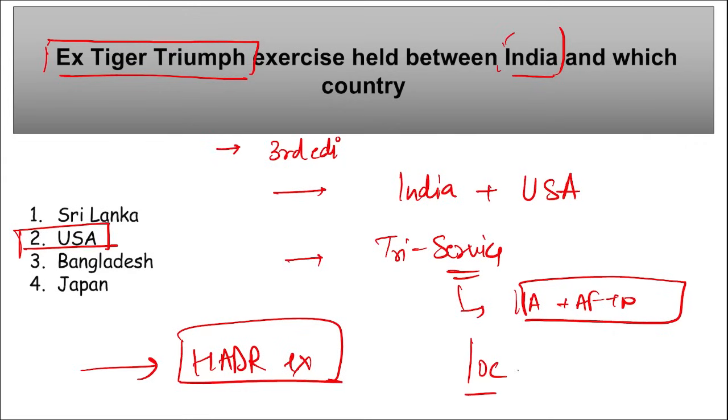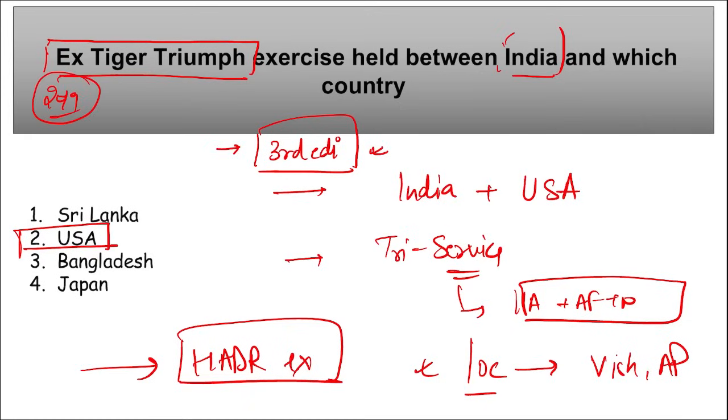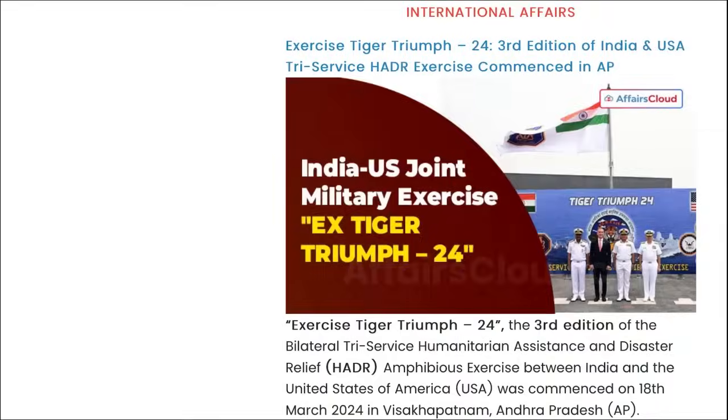The next question that can be asked is about the location where this exercise was held. It was held in Visakhapatnam, Andhra Pradesh. Important. Correct? And this was the third edition of this exercise. Also remember, this exercise was held in two phases, that is the harbor phase and the sea phase. And remember, INS Jalashwa took part in this exercise. As this is the third edition, the first edition of the Tiger Triumph exercise was held in 2019, and that was also held in Visakhapatnam, Andhra Pradesh.